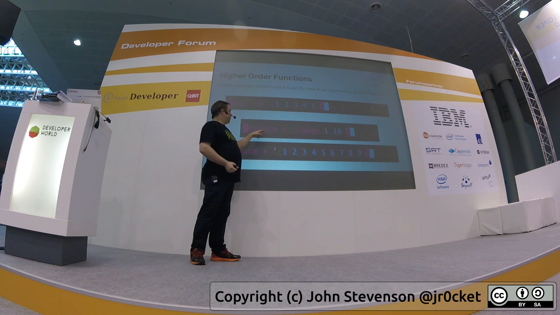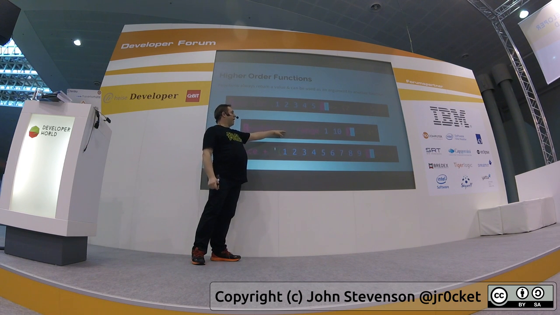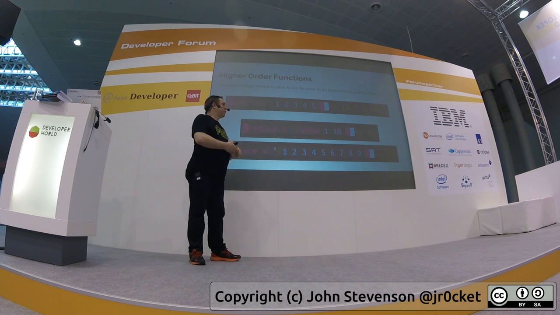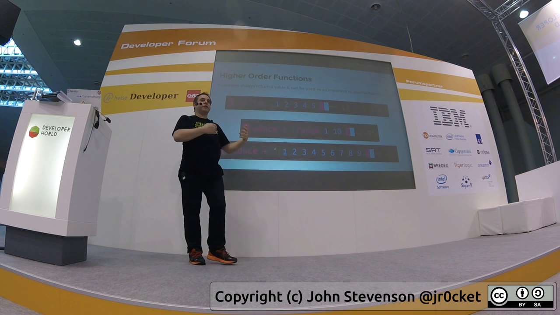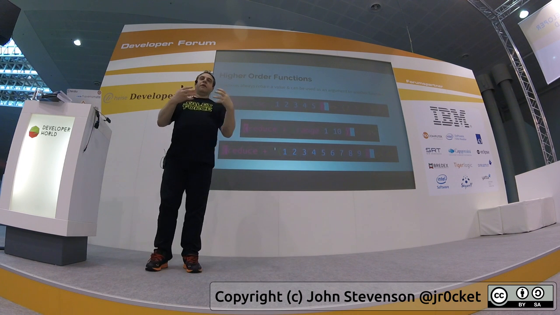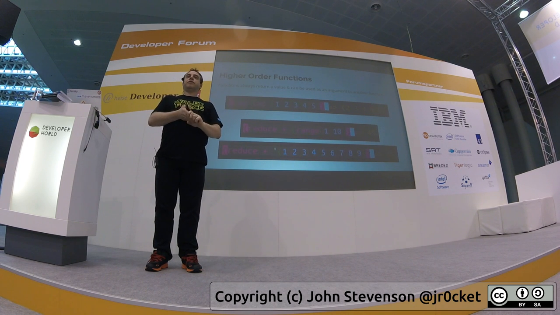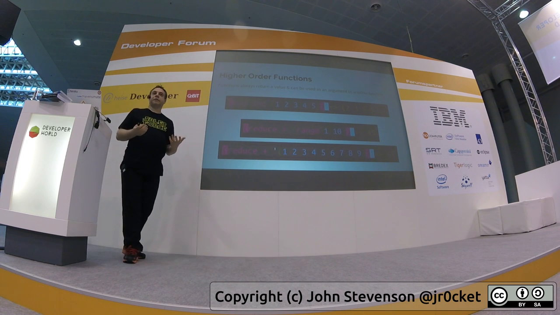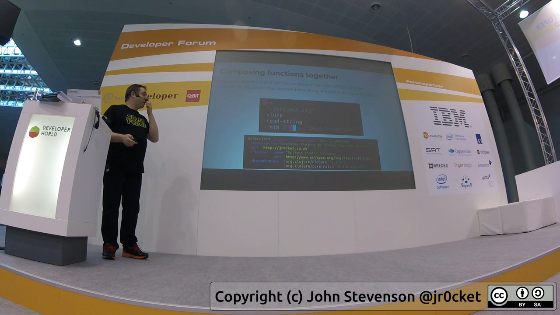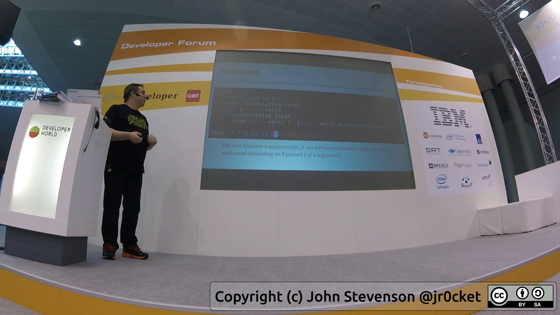So here we've got reduce, and we're just going to add all the numbers from 1 to 10, and we get 55. So it's very easy to construct a set of functions that work together that build upon each other, because each of them are generating data that you can use as arguments. So I'm going to skip that example.